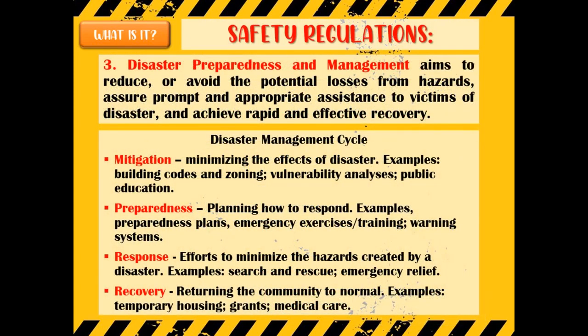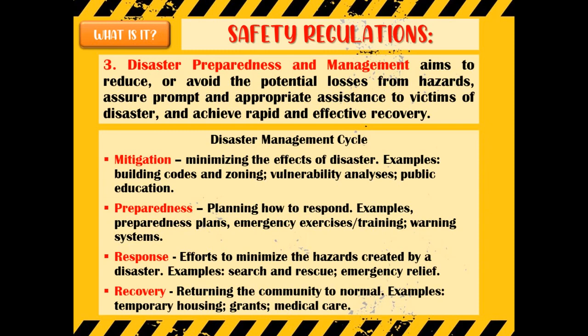And the last in safety regulations is the disaster preparedness and management. It aims to reduce or avoid the potential losses from hazards, assure prompt and appropriate assistance to victims of disaster, and achieve rapid and effective recovery. In disaster management cycle, there are 4 types: the mitigation, preparedness, response, and recovery.